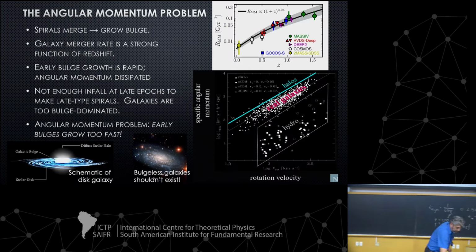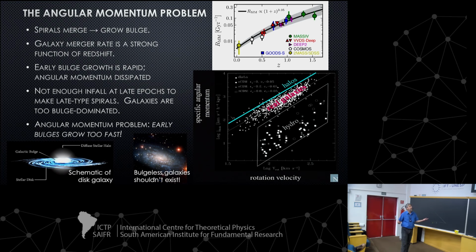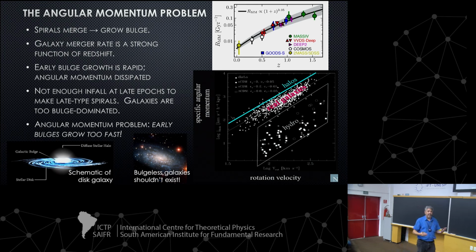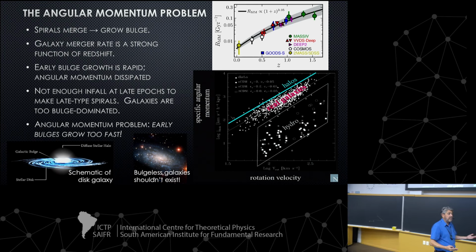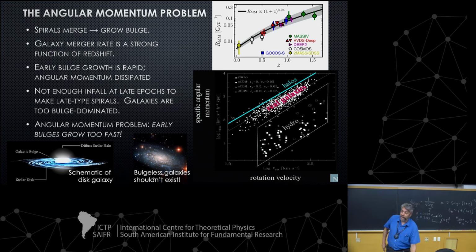So let's discuss the angular momentum problem as well. Very briefly, what's going on there? Again, qualitatively, we know spirals merge to grow bulges. We talked about this last time. It turns out that the galaxy merger rate, or the halo merger rate, is a very strong function of redshift. Why is that? Well, it's pretty simple, really. The early universe is compact, so things are closer together, so things merge more. It's pretty much that simple.